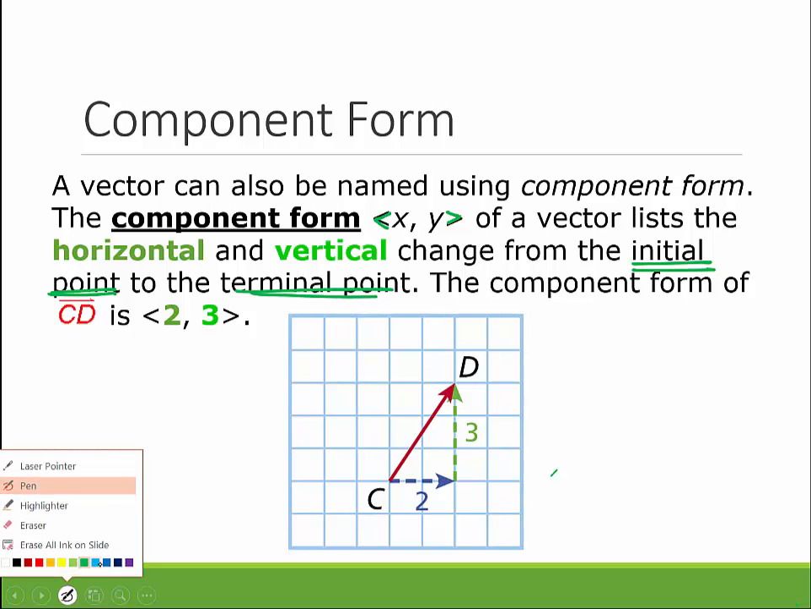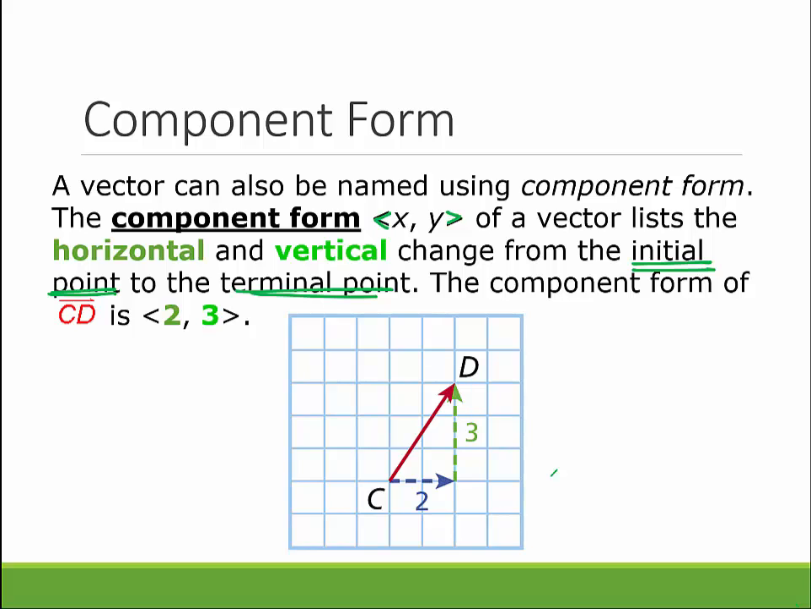So when you look at this vector that they give us here, when we write the component form, we're going to start here and then talk about how to get here. So you always move in the X direction first. We got to go over 2, and then we had to go up 3. So that's why the coordinate is 2, 3.